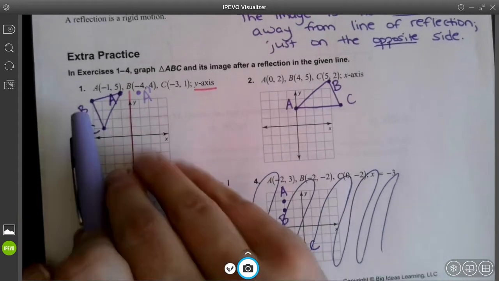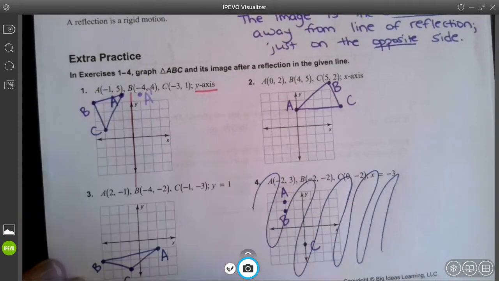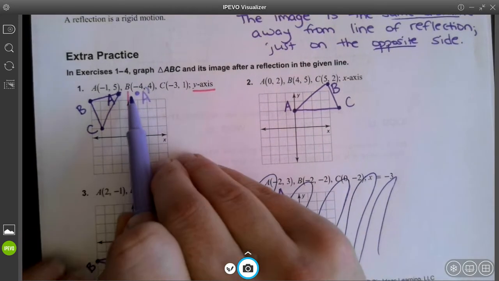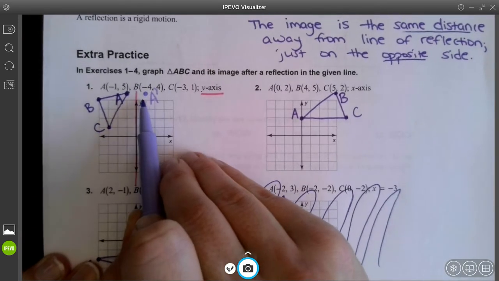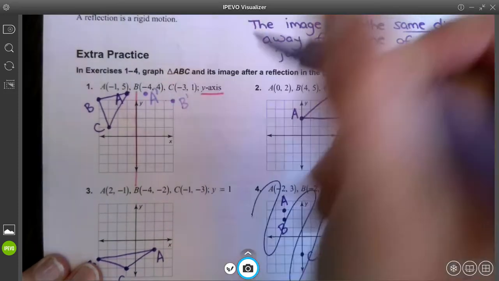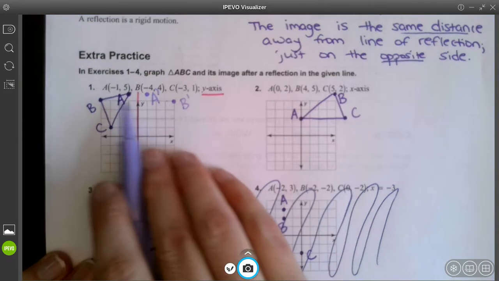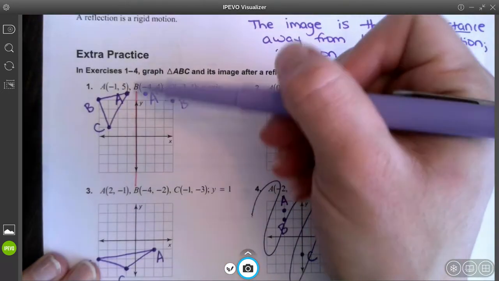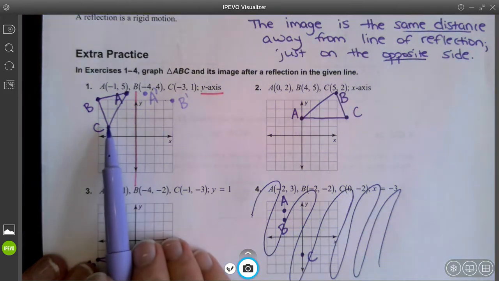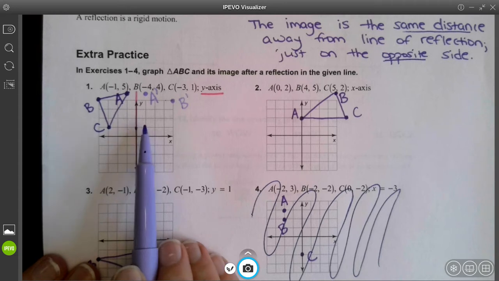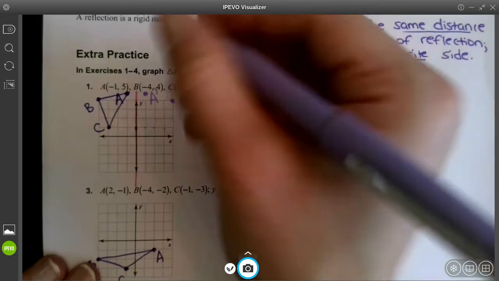Point B is 4 units to the left of the line of reflection. So B prime will be 4 units to the right. We're just counting. Notice I'm not counting up and down. I'm just counting left and right now because my line of reflection is the y-axis. Point C is 3 units to the left of the line of reflection. So C prime will be 3 units to the right.